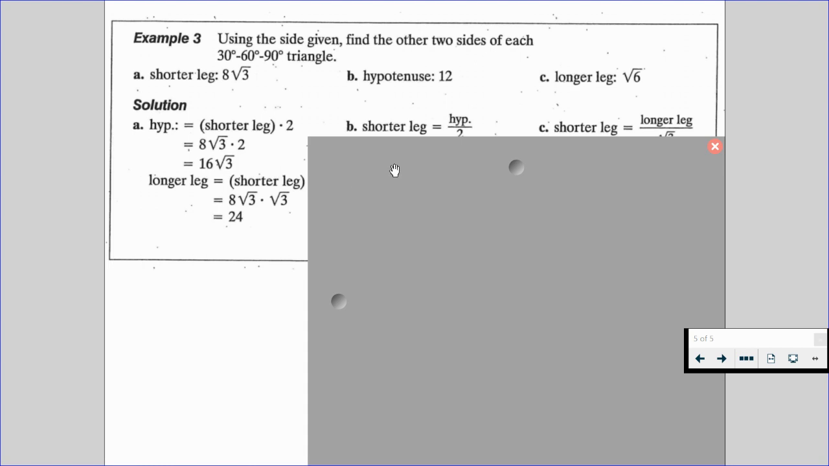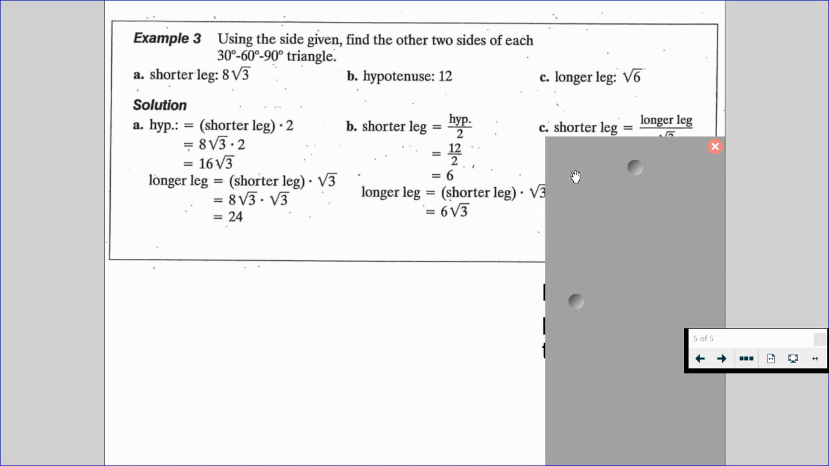So as we go through them all separately, for A, to find the hypotenuse, it's just the shorter leg times 2. So 8 root 3 times 2 gives us 16 root 3. To find the longer leg, we take the shorter leg and multiply it by root 3. So 8 root 3 times root 3 gives us 24. For B, the shorter leg is equal to the hypotenuse divided by 2. So 12 divided by 2 gives us 6. And now that we have the shorter leg, we can multiply that by root 3, and that's going to give us 6 root 3 for the longer leg.